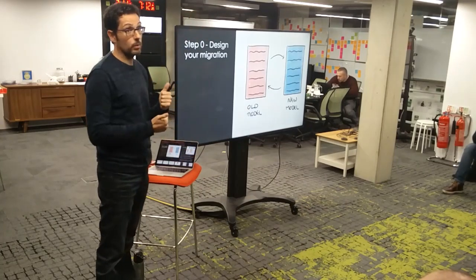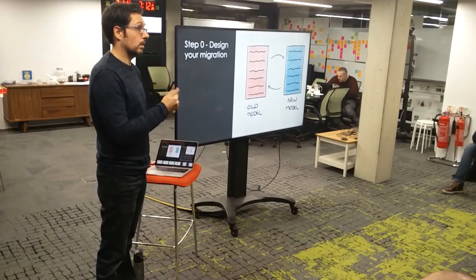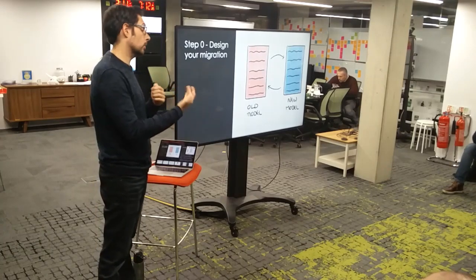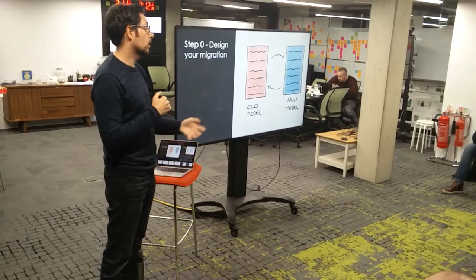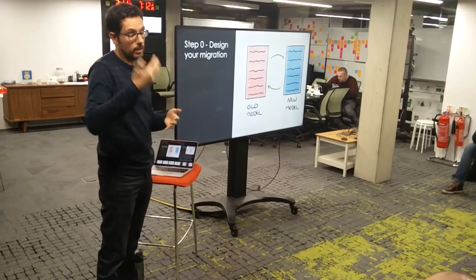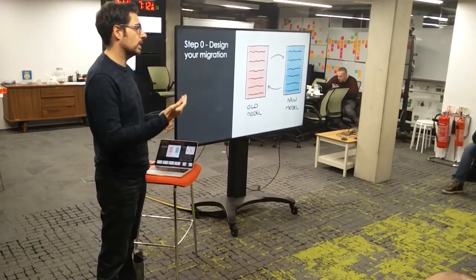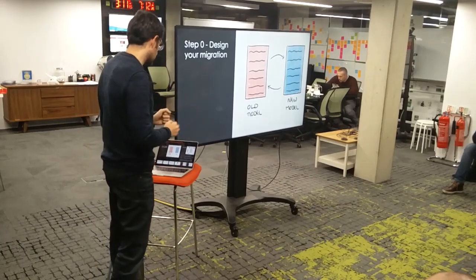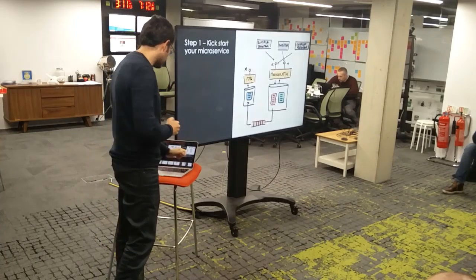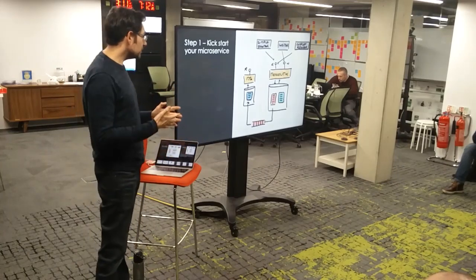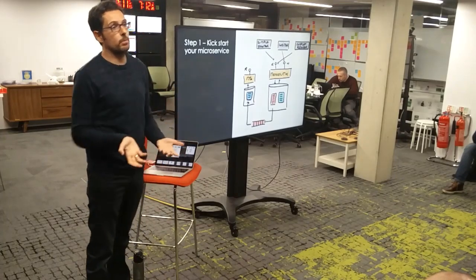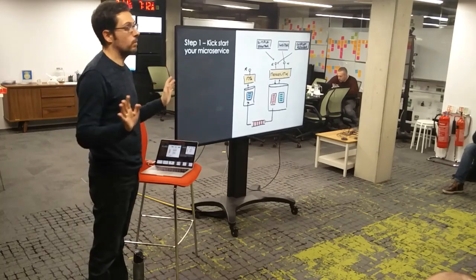And this is going to be helpful also when you're testing. Because if you can convert in one direction, then you can also, using the opposite direction, convert back and see if you are at the beginning and you haven't had any data loss. So you design this migration. And then once you know how you're going to do that, the next step should be to kickstart your microservice before anyone is even using it.